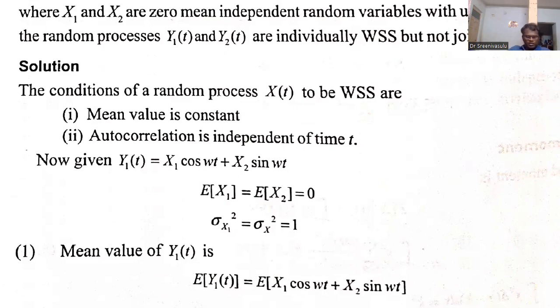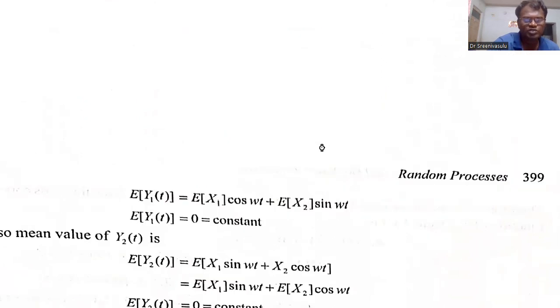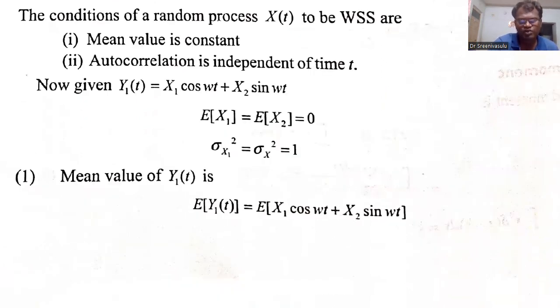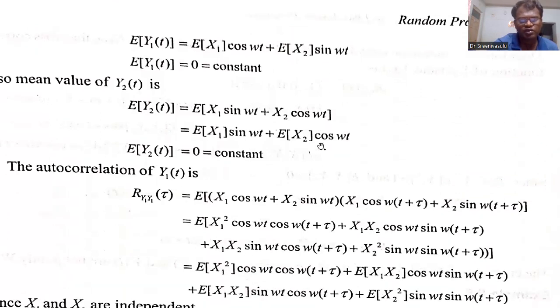From this given data, you need to calculate the mean value. So the mean value is the expected value of Y1(t). What is Y1(t)? You can write X1 cos omega t plus X2 sin omega t. Applying this concept, because these are independent, we get expected value of X1 times expected value of cos omega t plus expected value of X2 times sin omega t. We know the expected value of X1 and of X2 is given as 0 mean, so there is no need to calculate the expected value of cos omega t and sin omega t. Even if we calculate them, it is also 0, since the average value of cos and sin is always 0.